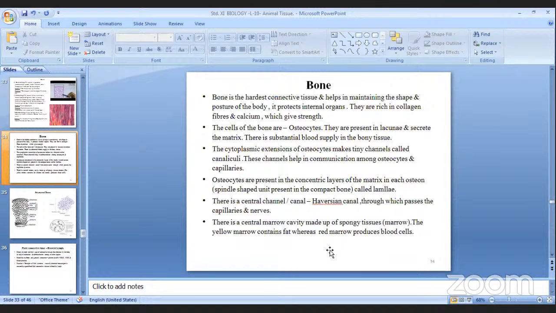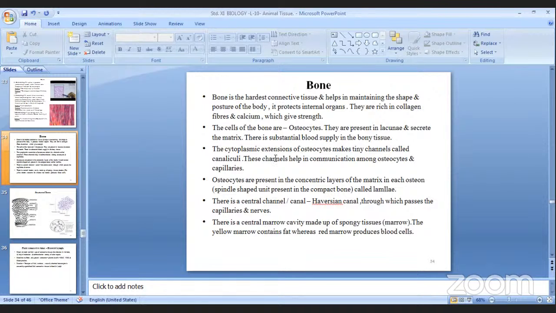Now we come down to the bone. It is the hardest connective tissue and helps in maintaining the shape and posture of the body. It protects internal organs. They are rich in collagen fibers and calcium, which give them strength. So remember these things of the bone: they are the hardest and they're rich in collagen fibers and calcium. Because of all this, they give strength to it. Okay. The cells of the bone are osteocytes. There it is known as chondrocytes. Here it is osteocytes. Okay.